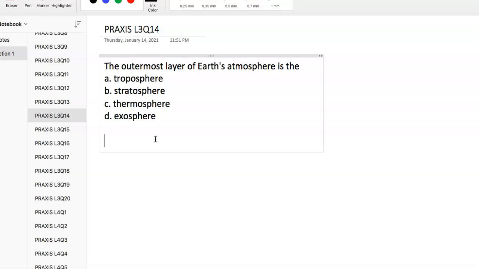Okay, the outermost layer of Earth's atmosphere. So let's talk about the layers for a second. Outermost layer, we are looking for exosphere. Right? This is a pretty common question. So when we say it's the outermost layer of Earth's atmosphere, that means it's the upper limit of the atmosphere. The exosphere is located too far above Earth for any meteorological phenomena to be possible.